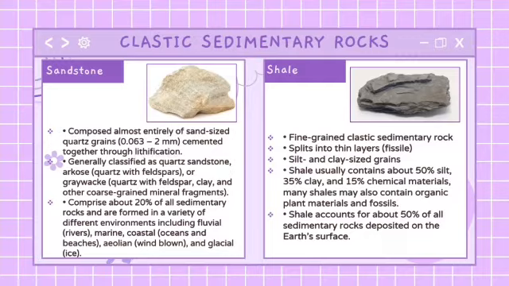Shale usually contains about 50% silt, 35% clay, and 15% chemical materials. Many shales may also contain organic plant materials and fossils. Shale is characterized by thinly laminated layers representing successive deposition of sediments. Shale accounts for about 50% of all sedimentary rocks deposited on the Earth's surface. The sediments that form shale are most likely deposited very gradually in non-turbulent environments such as lakes, lagoons, floodplains, and deep ocean basins.